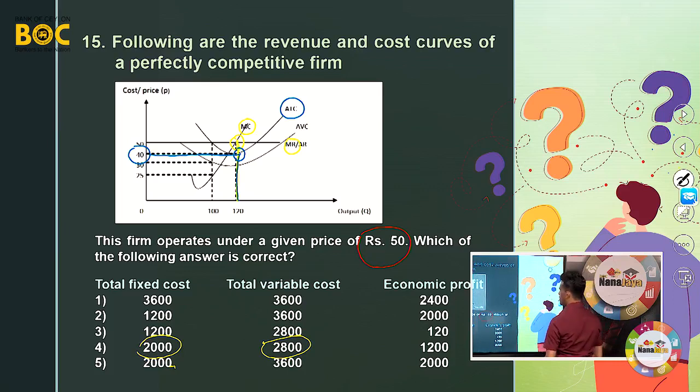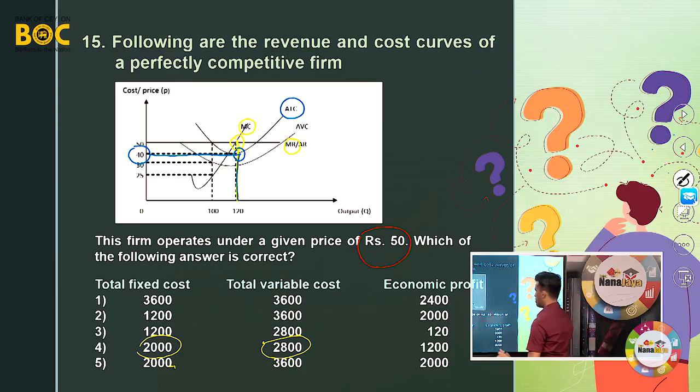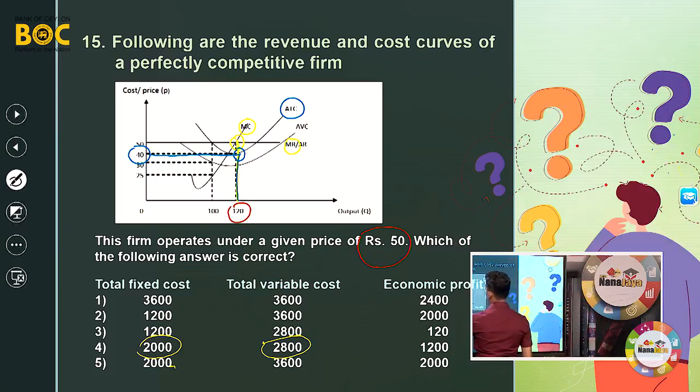But anyway, we will calculate the profit of this firm as well, the economic profit. At 120, the equilibrium output is this much and the price is rupees 50. So we will calculate the profit.